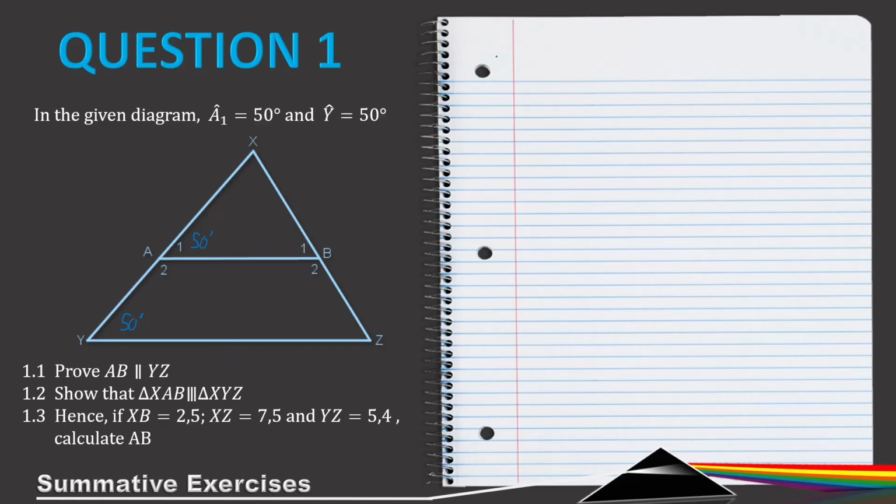So to write that down, we're going to say, okay, we are given that angle A1 is equal to angle Y, which is equal to 50 degrees, and this is given. Okay, so we can state the corresponding angles are equal, and therefore AB must be parallel to YZ. Okay, so that's 1.1. Now 1.2, show that triangle XAB is similar to triangle XYZ.